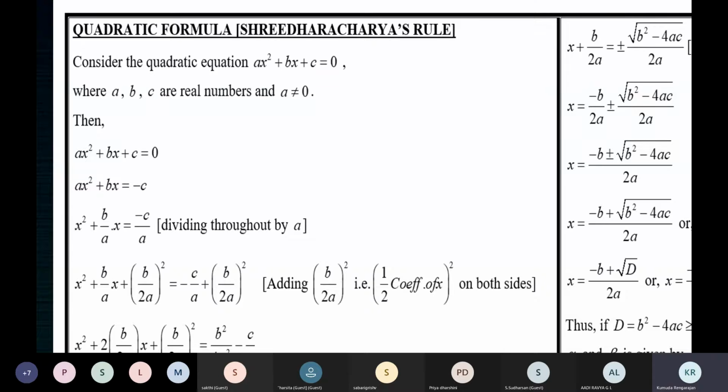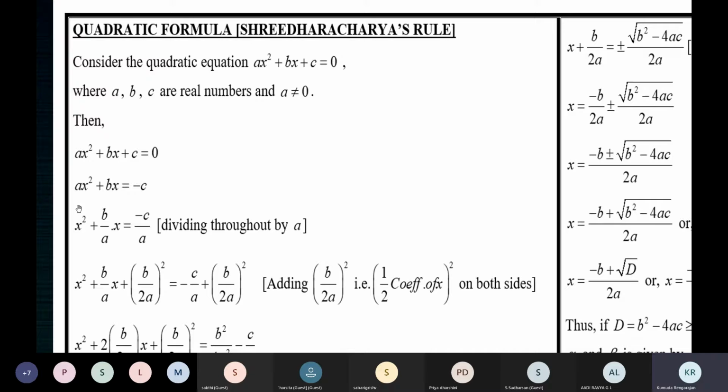How do we get b by 2a? We look at the x term, b by a x. The coefficient of x there is b by a, and half of b by a is b by 2a. One by 2 into b by a is b by 2a. Now we will add b by 2a the whole square to both the sides.